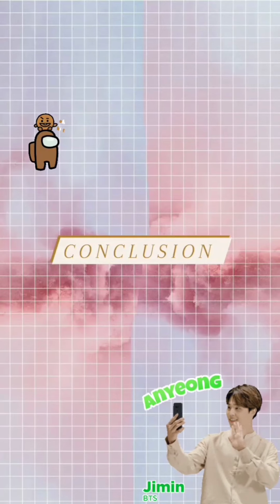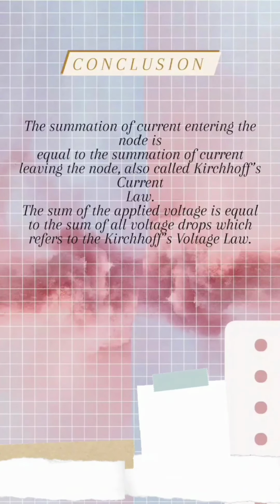Now, let's sum up everything. The summation of current entering the node is equal to the summation of current leaving the node, also called Kirchoff's current law, while the sum of the applied voltage is equal to the sum of all voltage drops, which refers to Kirchoff's voltage law.